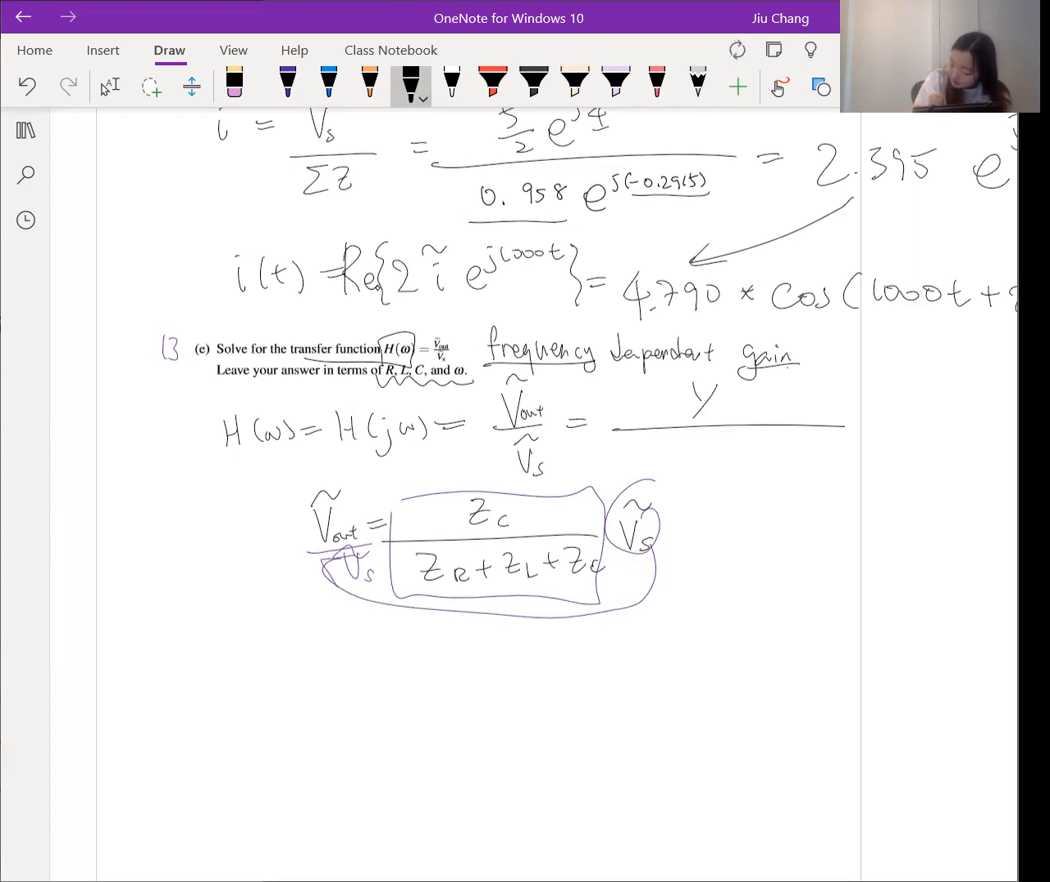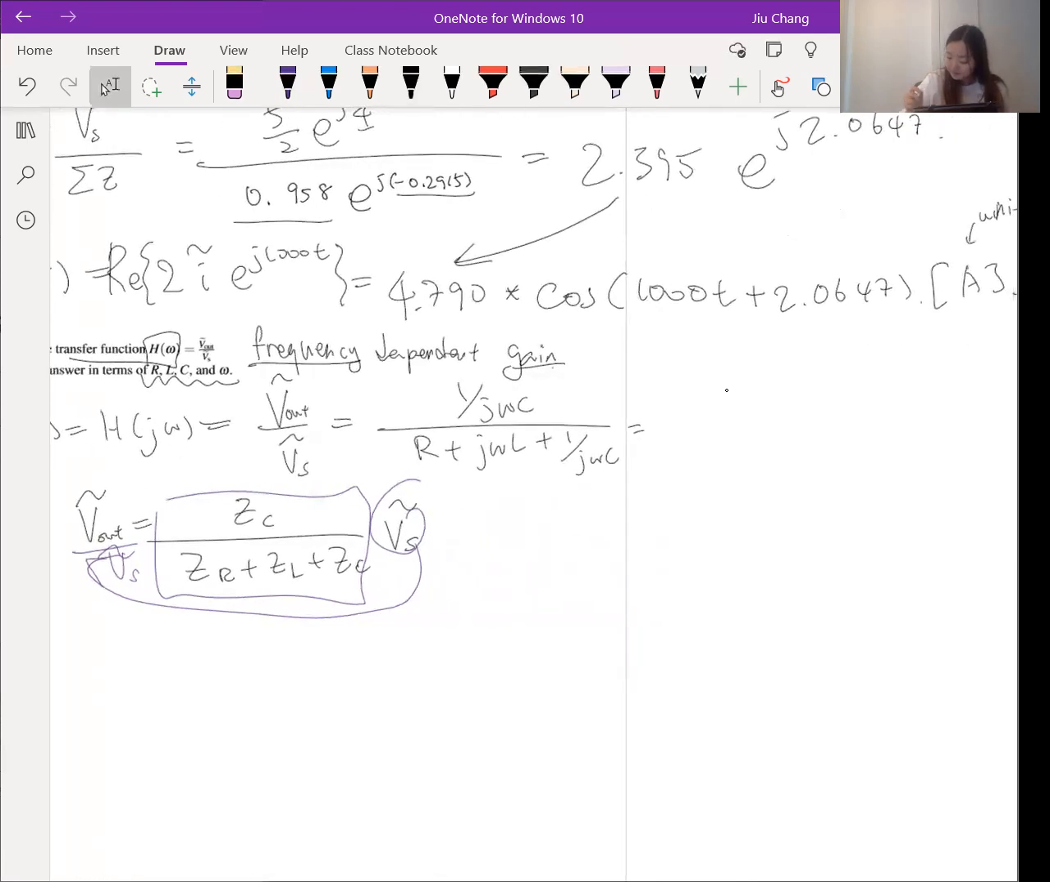So our impedance for the capacitor is 1 over j omega C. And our impedance for the resistor is just R. And our impedance for the inductor is just j omega L. If you want the derivation, you should check out worksheet 2. Like derivations for the impedances, you should check out worksheet 2.